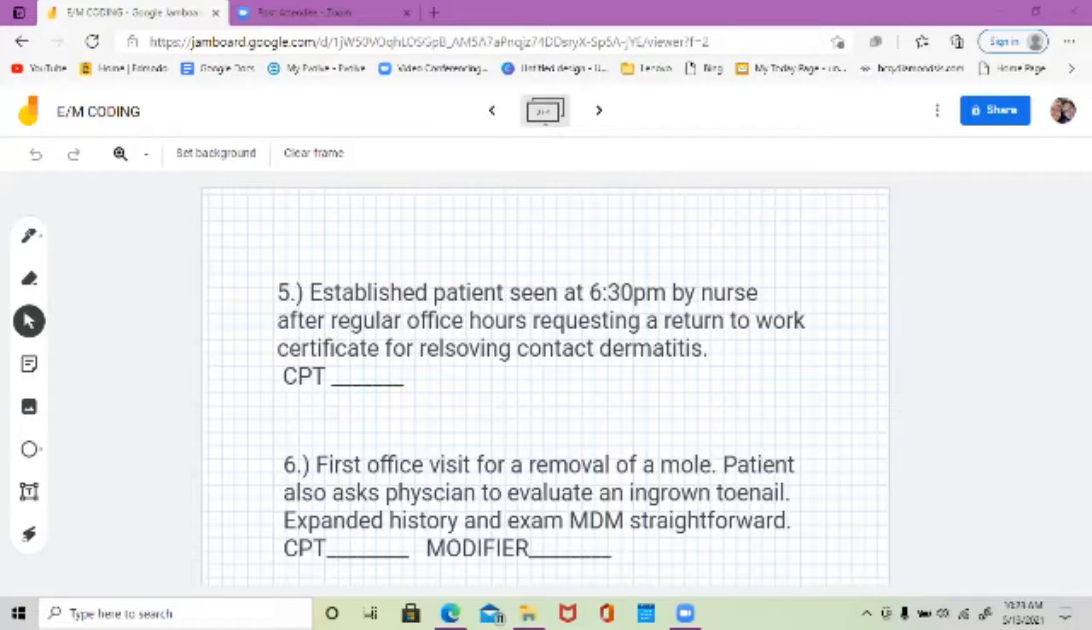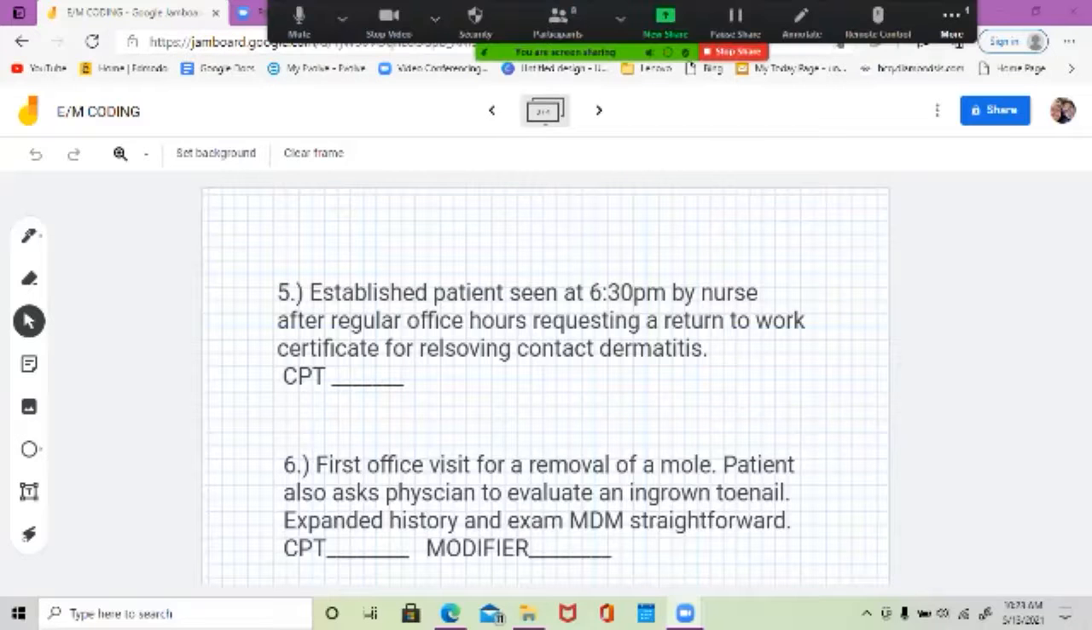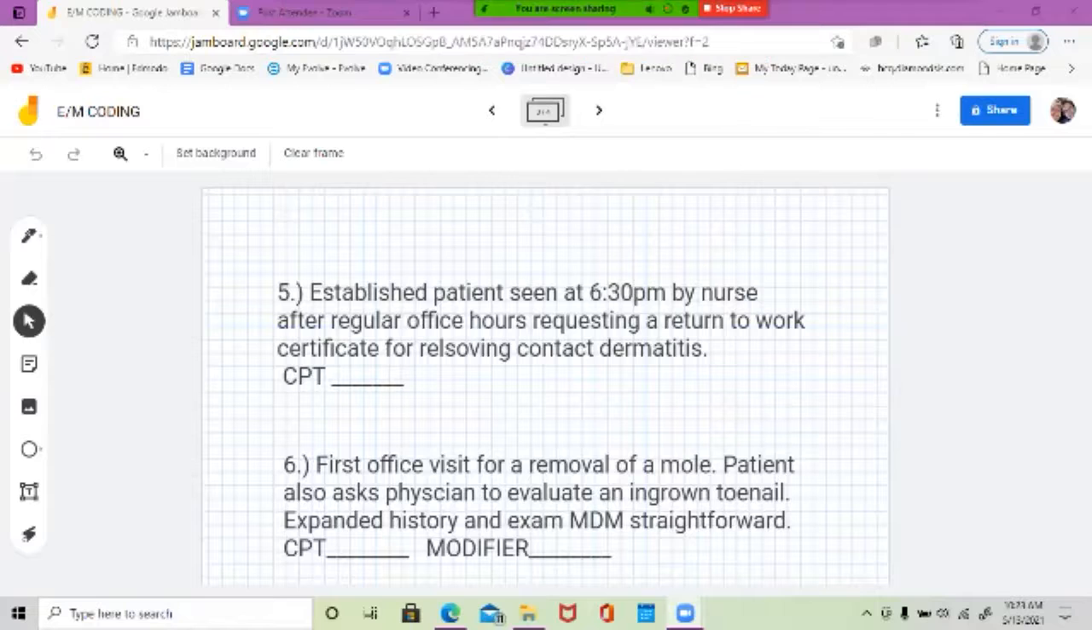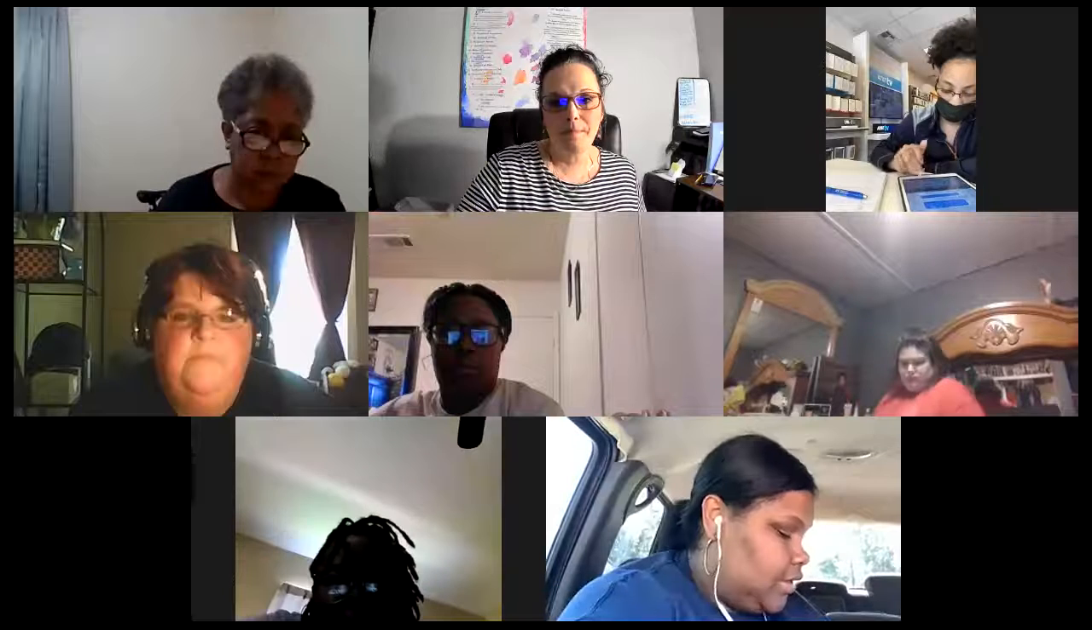Let's see. And the modifier. Let me go back to the. Okay, do you guys recall when I talked about the most commonly used modifier in E&M? No, I don't. Let's see. Before I get to sketching, let me go.